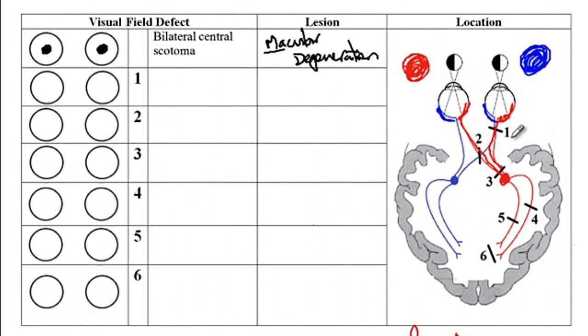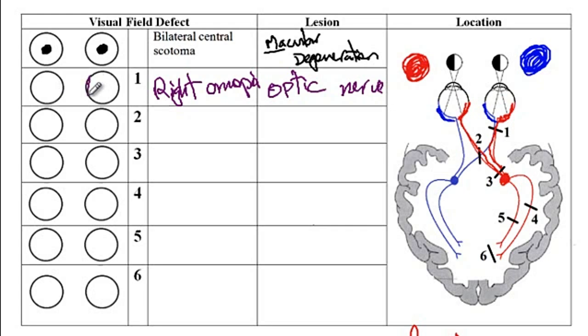Next, we have a lesion that is shown by number 1. So what structure is being damaged here? Can you tell me what structure is shown by number 1? This is the right eye optic nerve. So the optic nerve is damaged in this eye, as a consequence of which it will cause right anopia. So the vision in the right eye would be completely gone.